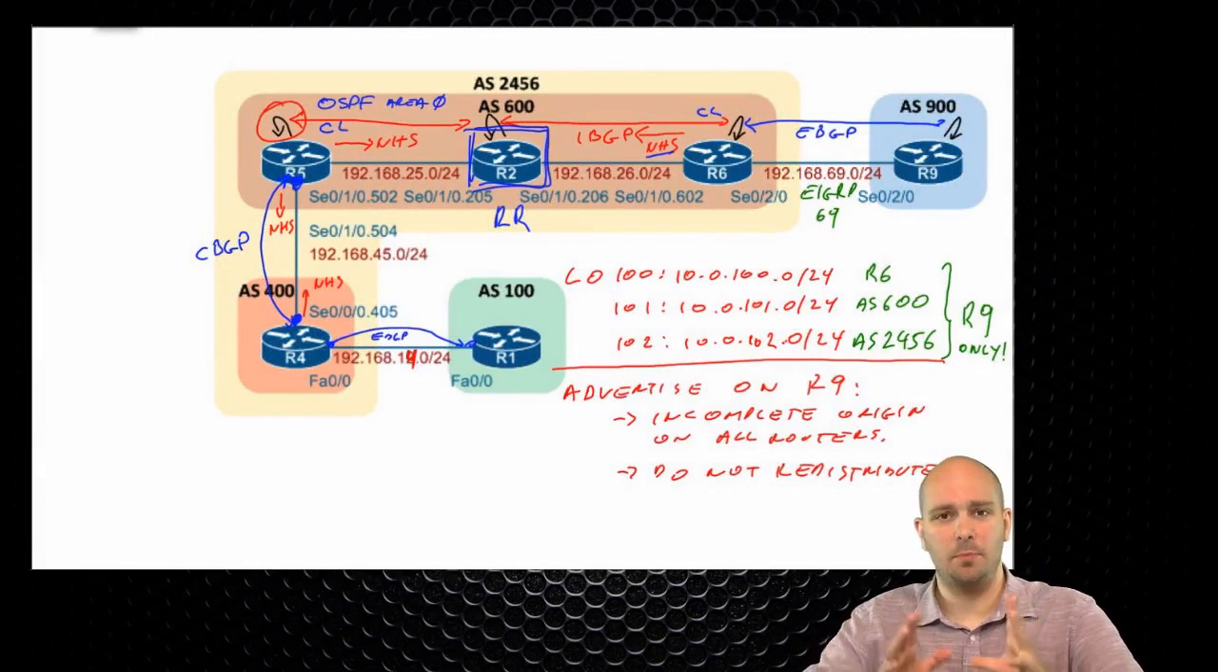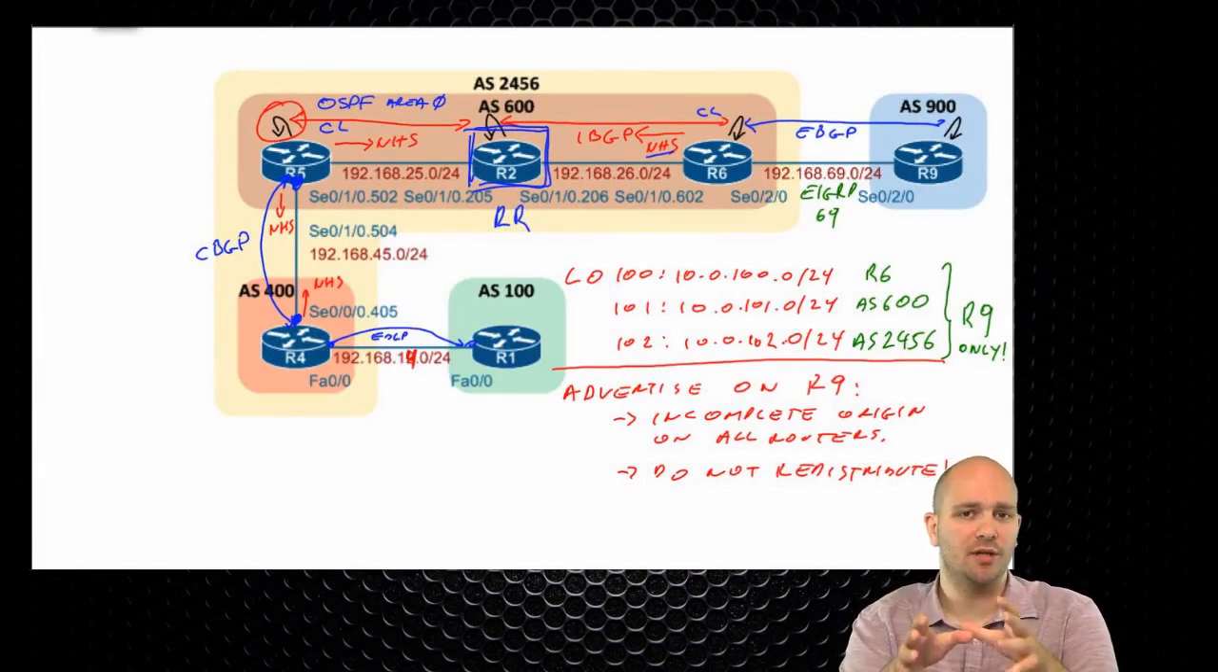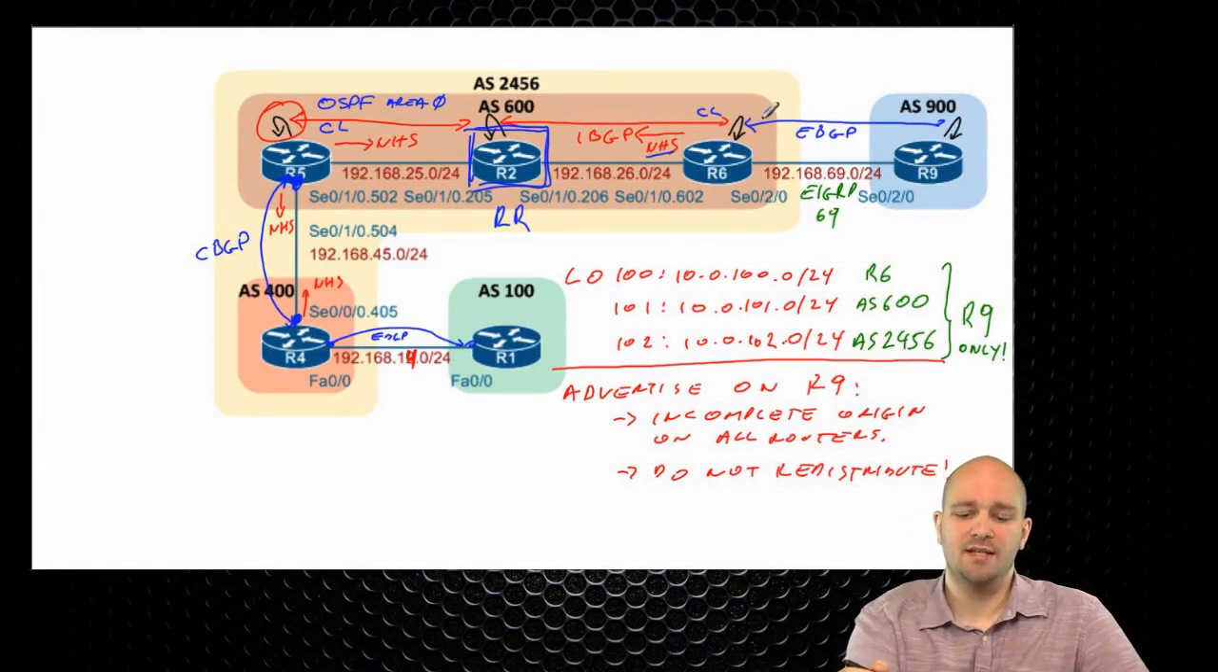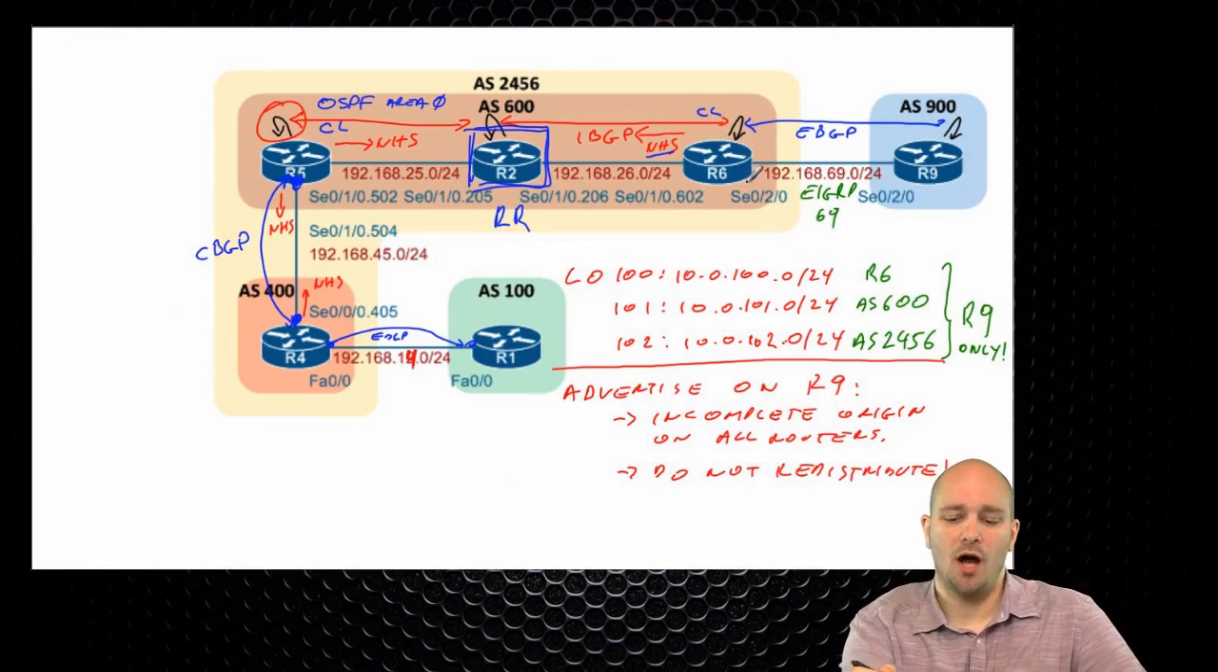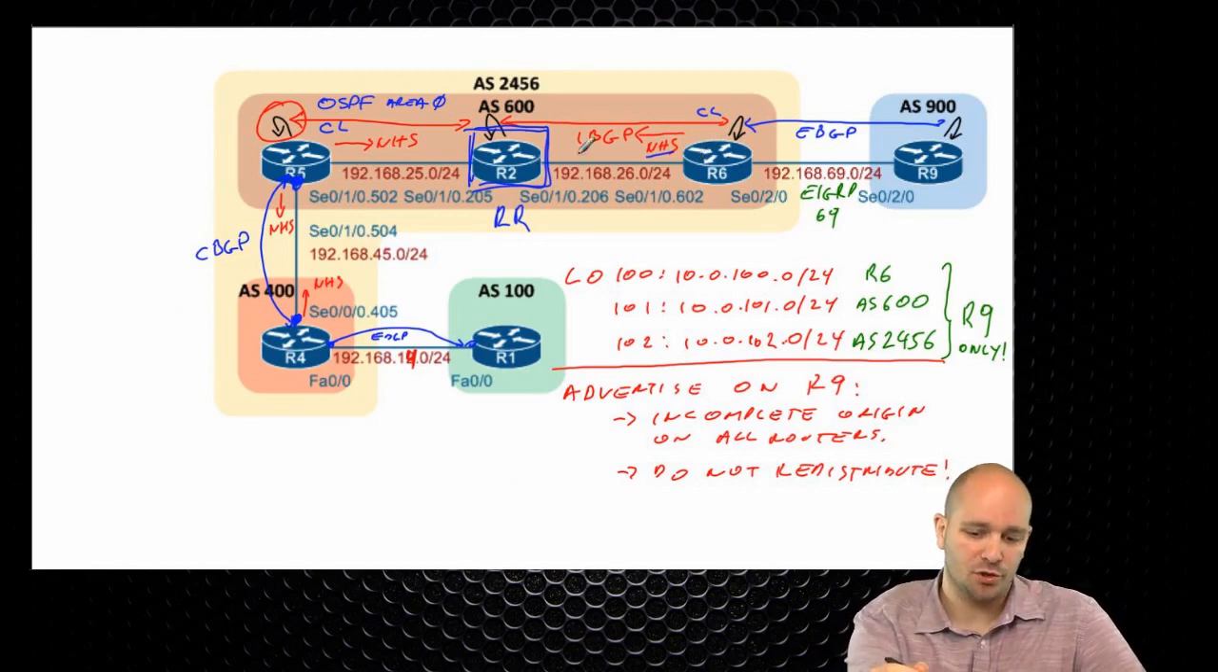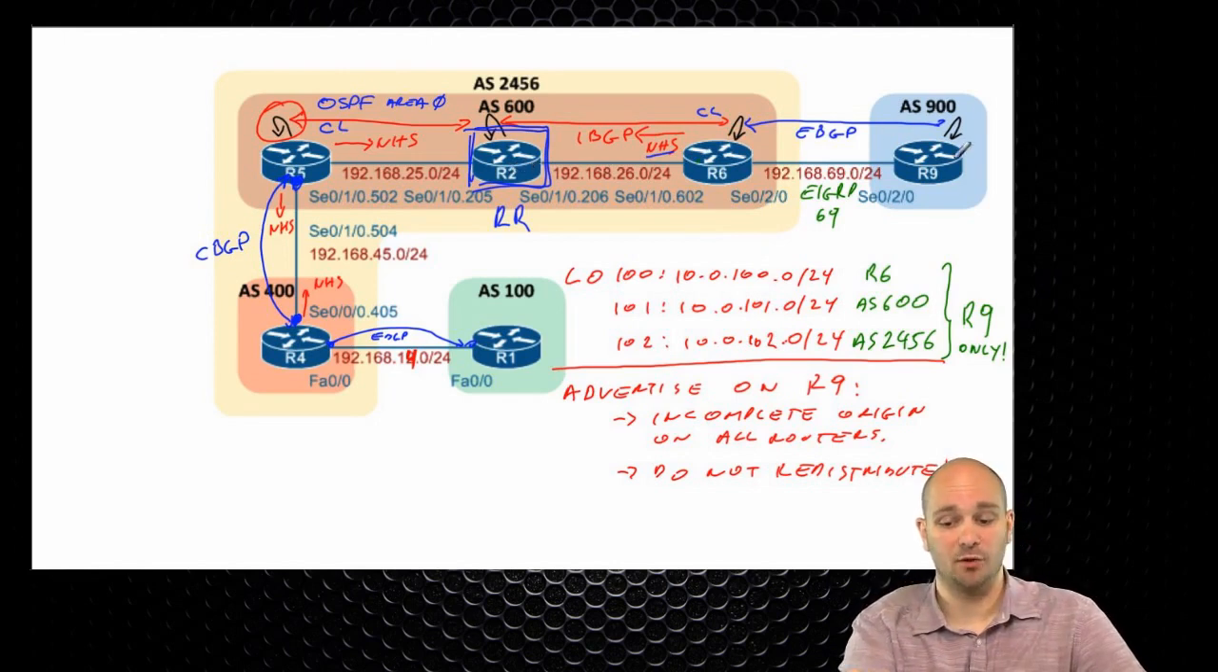Let me explain first how I could do this if there was no restriction to do this only on R9. Well, what I could do is I could implement the filter on R6 in the outbound direction towards R2 that allows the routes 101 and 102, but it does not allow route 100. Also, keep in mind that there is that loopback of R9 that we have to keep in mind.